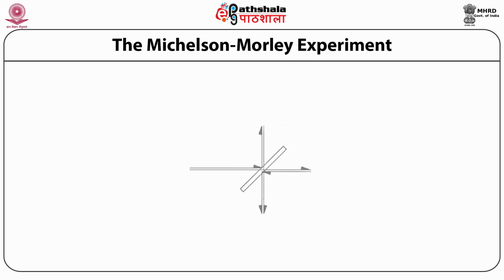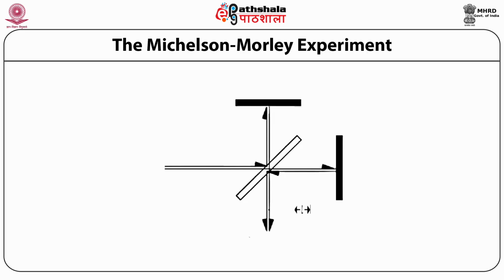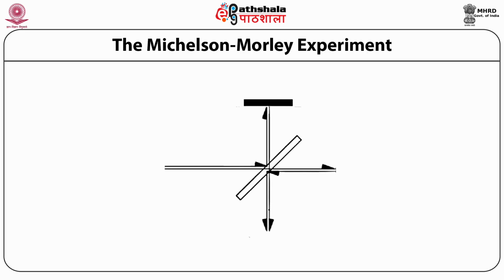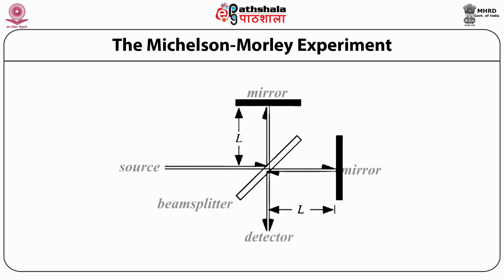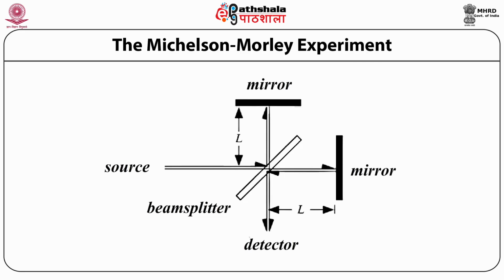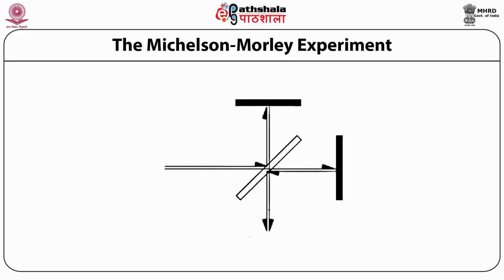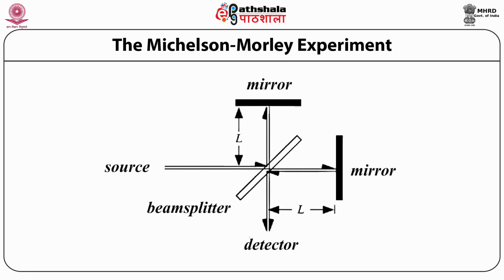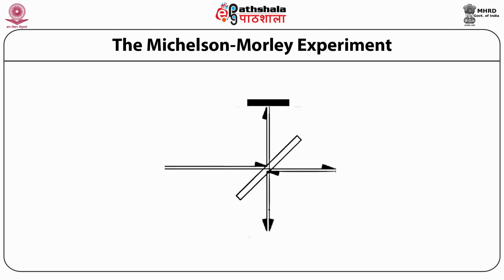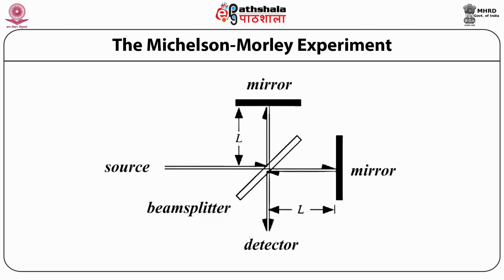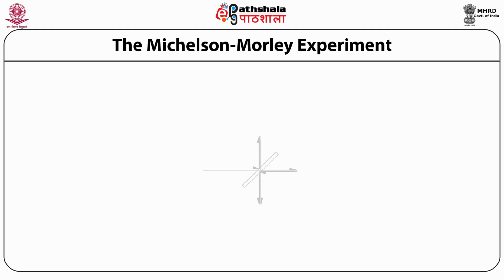The thickness of the beam splitter was kept such that the path difference between the two beams reflected from these two different mirrors was either 0 or a half integral multiple of the wavelength, so that the total path difference between the two would be either 0 or an integral multiple of the wavelength, and hence when the beams reach the detector, there should be no phase difference between them.